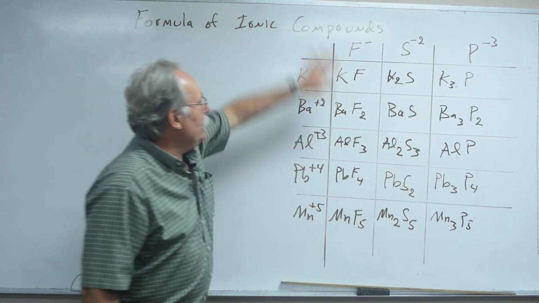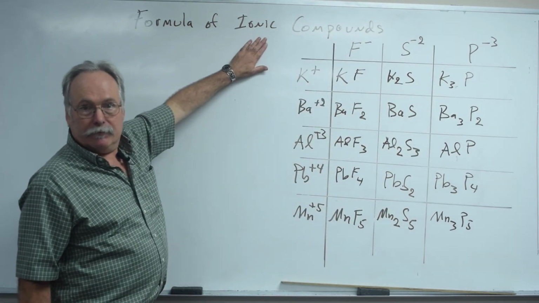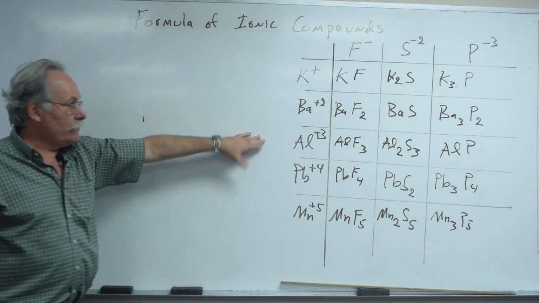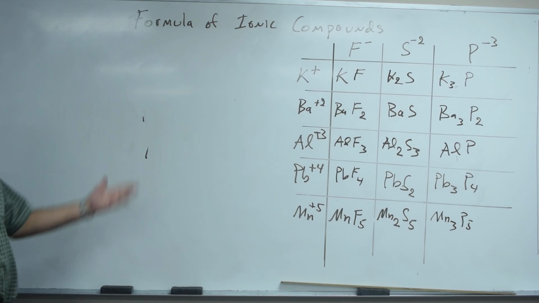So you can see how easy it is to come up with the formula of an ionic compound. And this covers all possibilities. Now, I understand you could have a plus 7 and more, but this is how easy it is.